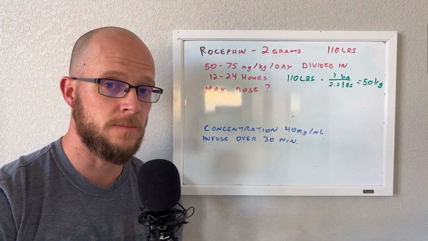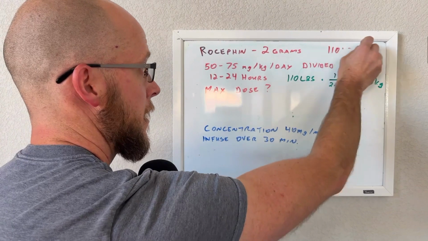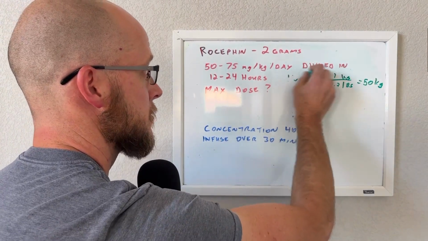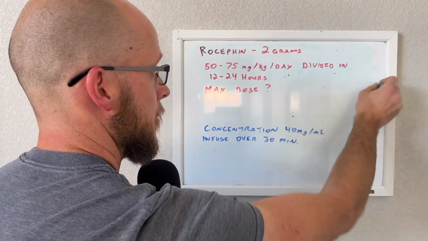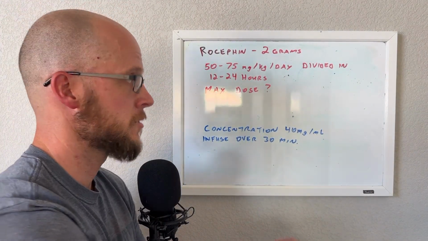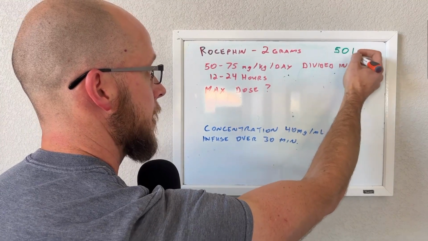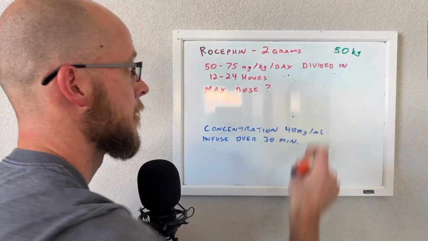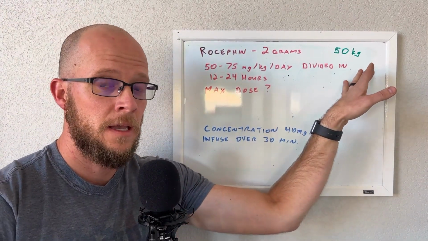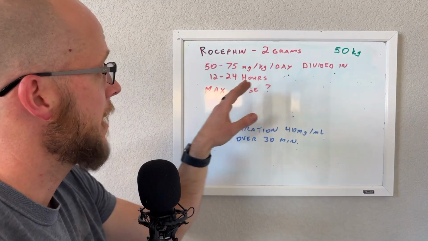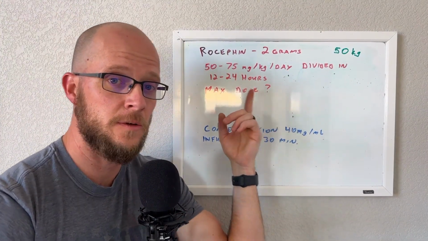So 50 kilograms, right? All right, so we don't like pounds. Get rid of pounds. Erase it all. Get rid of the pounds. So we're going to write 50 kilograms up here just to replace that. Okay. So now that we know our weight in kilograms, now we know from your drug formulary what is your therapeutic dose.